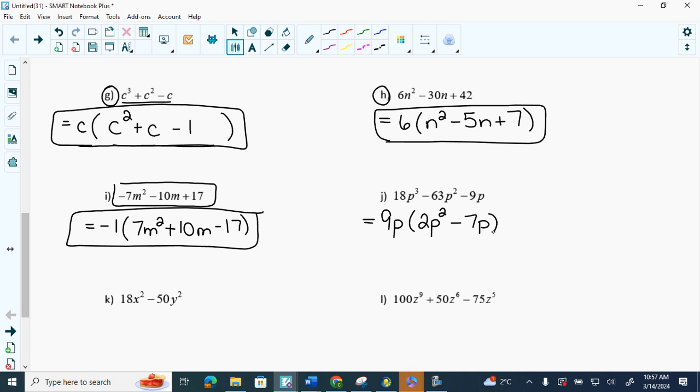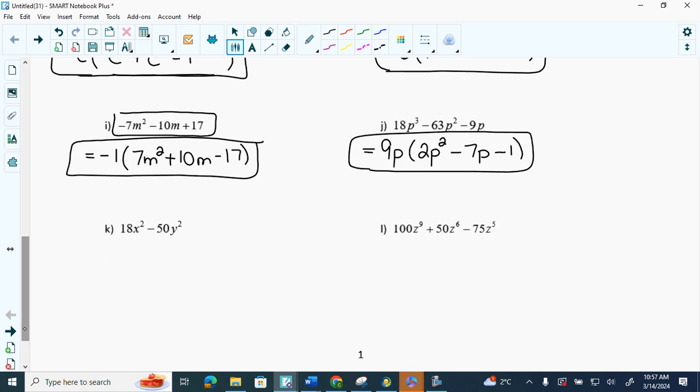Negative 9p, take out a 9p. Why did I put a bracket? Anyone? Users? Negative 9p, take out a 9p. Minus 1. Remember, I had 3 terms in the brackets. I better still have 3 terms, right?